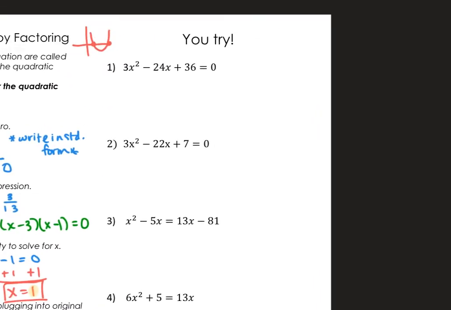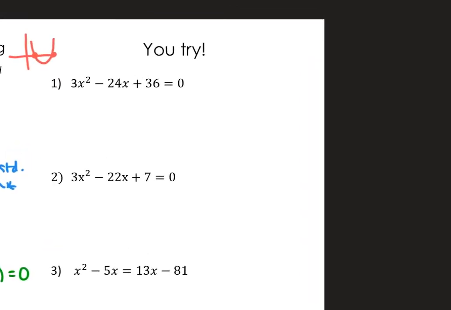All right, now let's take a look at the U-tries. So starting with number 1, first thing we need to do, since one side already equals 0, we can skip step 1 and we can go straight into step 2. We're going to factor the quadratic expression.